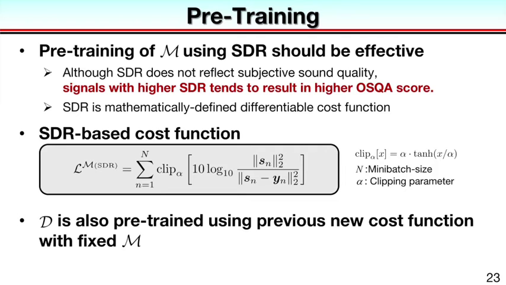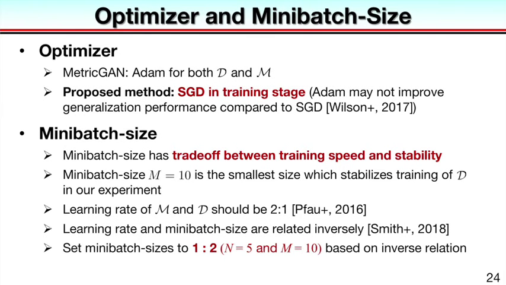From the next slide, I explain the optimizer and mini-batch size. In metric gain, Adam was used as the optimizer for both M and D. However, it is known that the Adam optimizer may not improve the generalization performance compared to SGD. Therefore, we use the SGD optimizer instead of the Adam optimizer in the training stage.